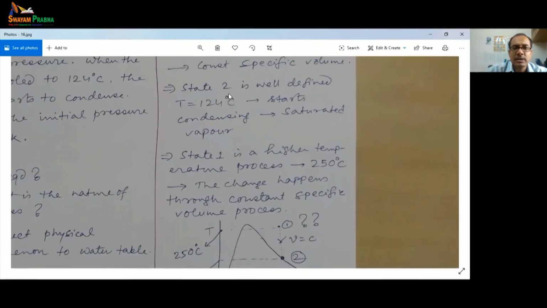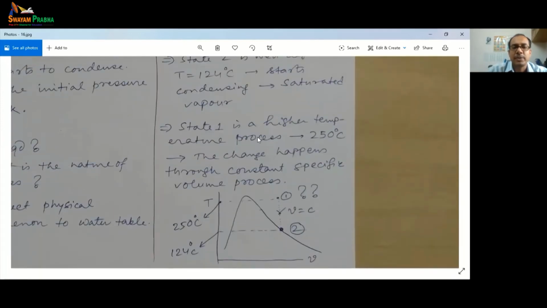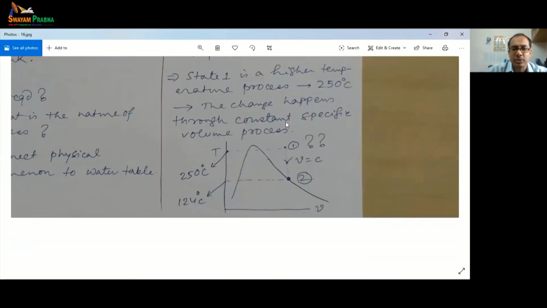Now it is given that state 2 is well defined, right? It is temperature 124 degrees centigrade, and it starts condensing. That means the state is saturated vapor. But state 1 is at higher temperature, right? It's 250 degrees centigrade. So the change happens through a constant specific volume process.